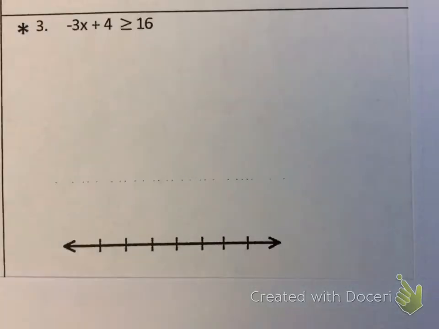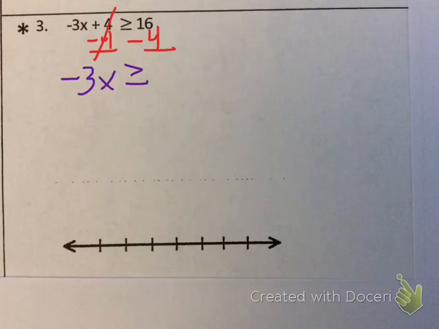Okay, next question, number 3, we have negative 3x plus 4 is greater than or equal to 16. First step, I'm going to get rid of the 4, so I'm going to subtract 4 on both sides. Positive 4 and negative 4 cancels out. I'm left with negative 3x is greater than or equal to 16 minus 4 is 12. Now I've got to get rid of that negative 3, and this is multiplication, so the inverse would be division. So I'm going to divide by a negative 3 on both sides.